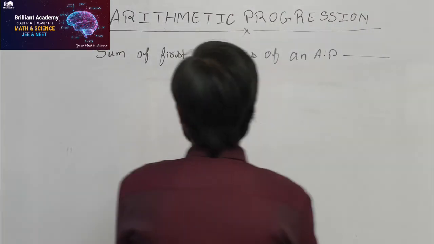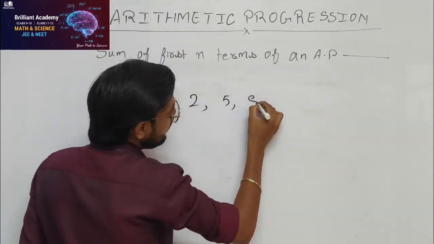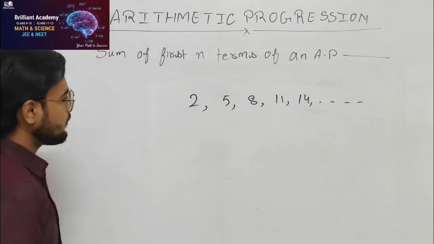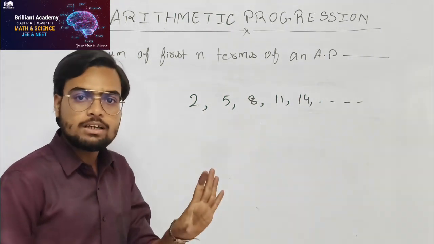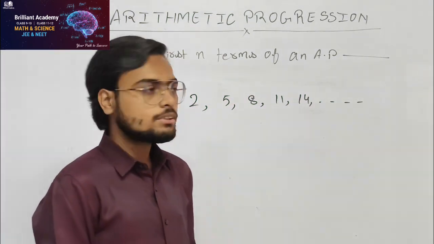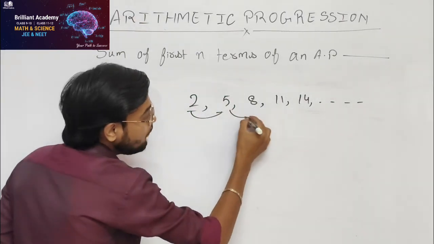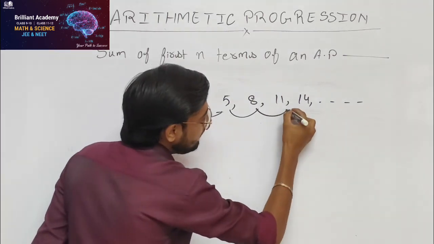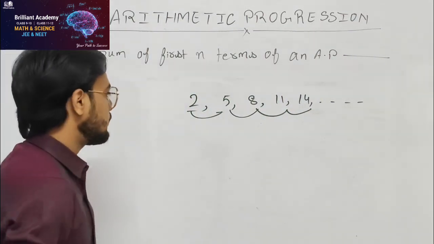Suppose this is my series: 2, 5, 8, 11, 14, and so on. Now look, if the difference between the consecutive terms of this series is equal, then we say that this series is in an AP. So what is the meaning of consecutive terms? 2 and 5 are consecutive terms, 5 and 8 again are consecutive terms, 8 and 11 are consecutive terms, 11 and 14 are consecutive terms. Consecutive terms means terms after one another.